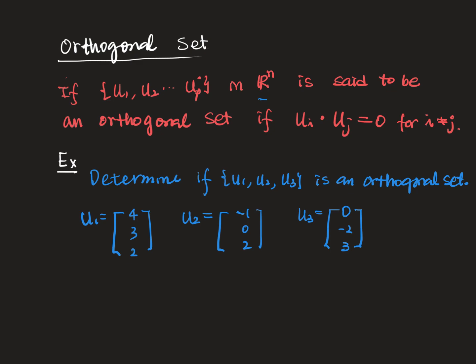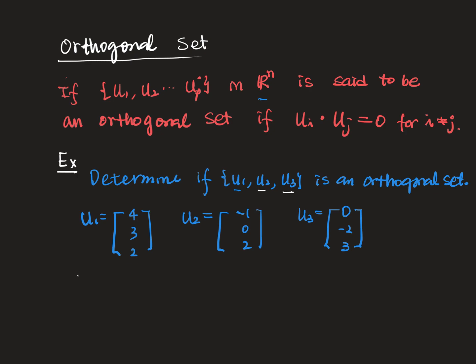to each other. That's what we call an orthogonal set. You collect all the vectors from Rn, and if they are orthogonal, that's what we call an orthogonal set. Here is an example. You have three vectors, u1, u2, u3, and we want to check whether they are orthogonal.